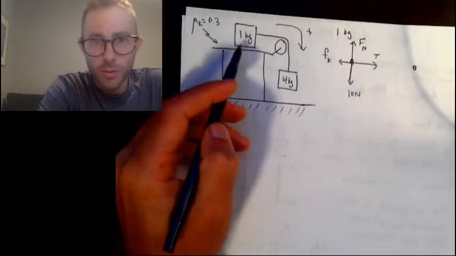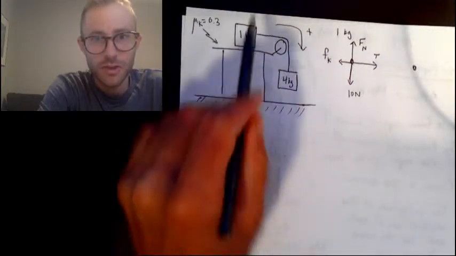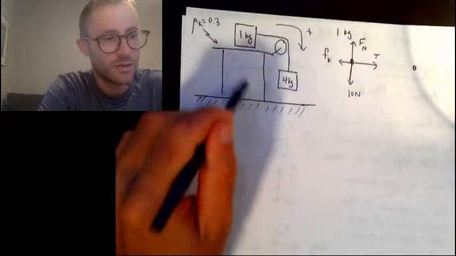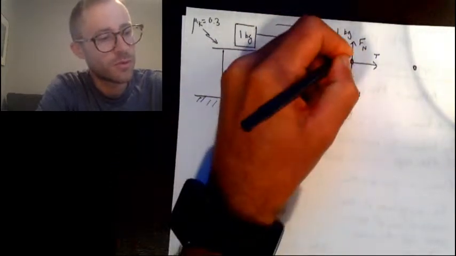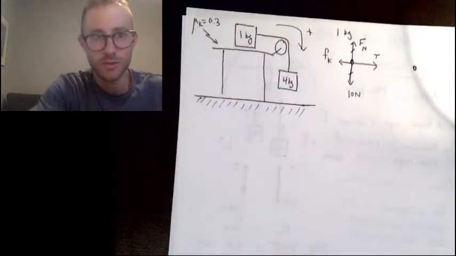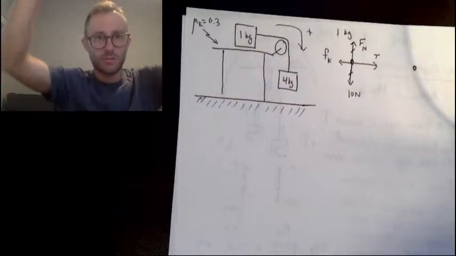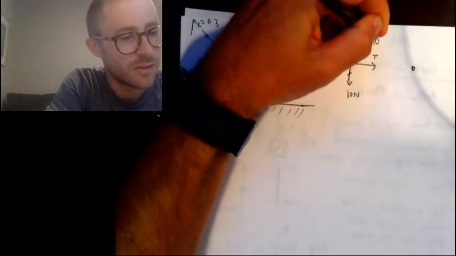Now we know that this 1 kilogram mass is not going to jump off the table. That means the normal force has to be the same size as the weight force. Otherwise, there would be a net force in the vertical direction and the box would lift. So the normal force has to be 10 newtons.